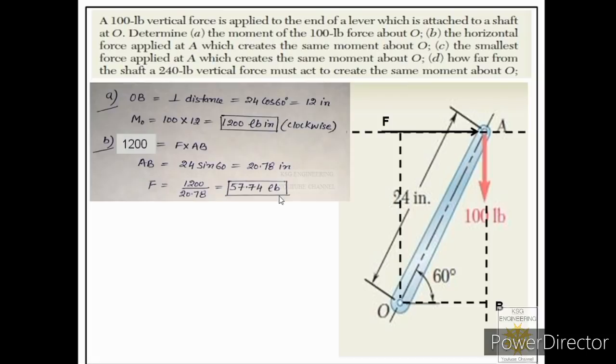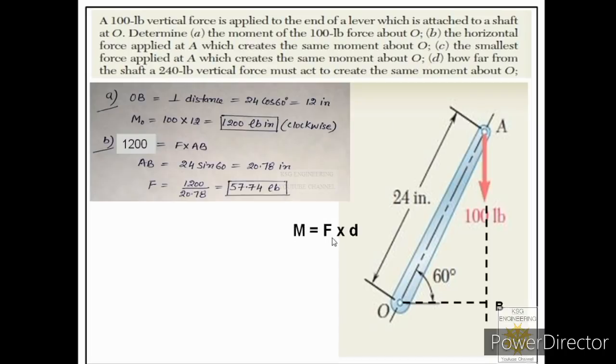Now let us move to the next part of this problem. What is the next part? The next part is the smallest force applied at A which creates the same moment about O. Means we have to find the smallest force applied at A again which creates the same moment about O. Now, a very important point we have to understand over here.